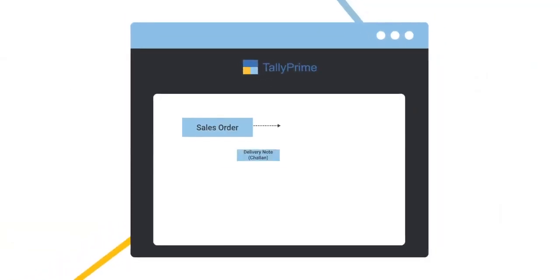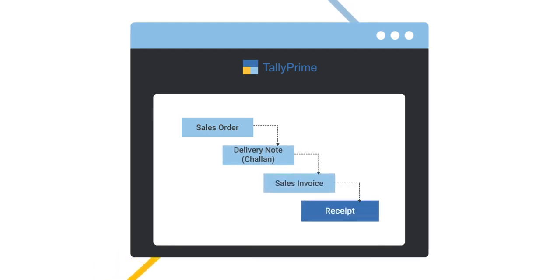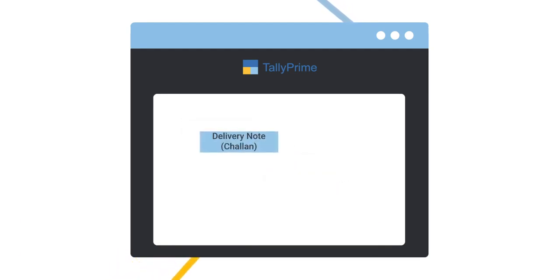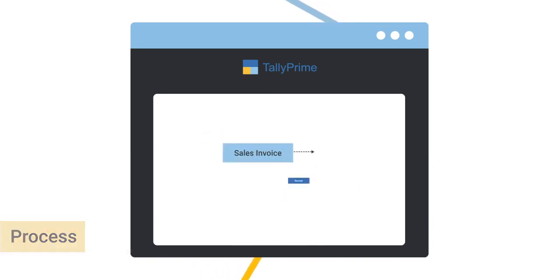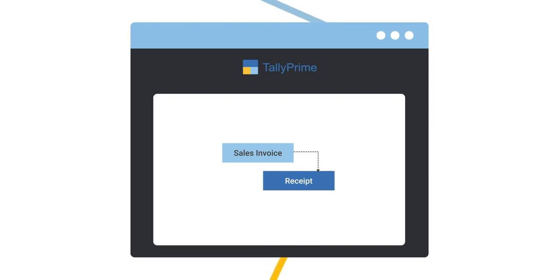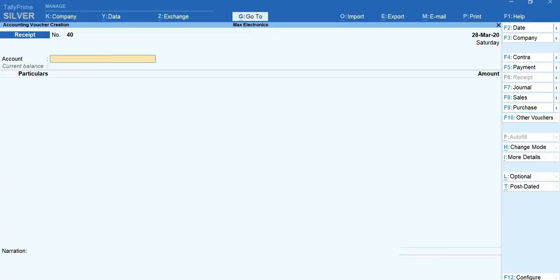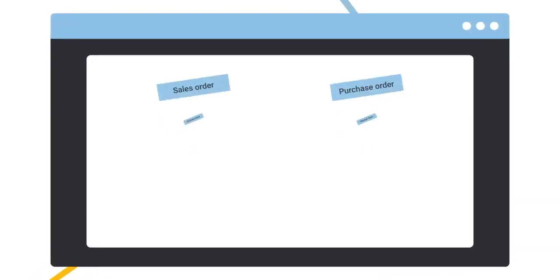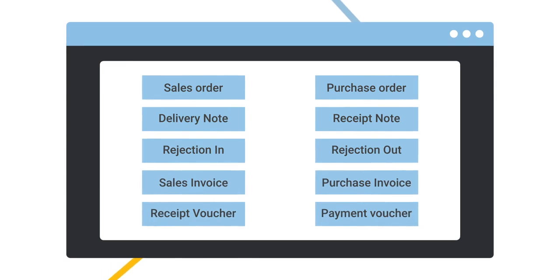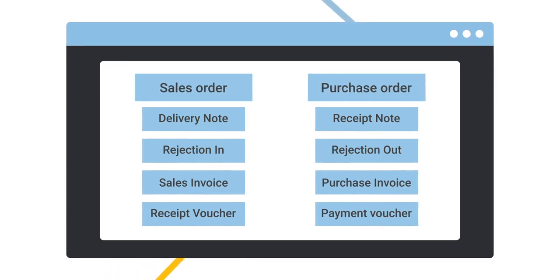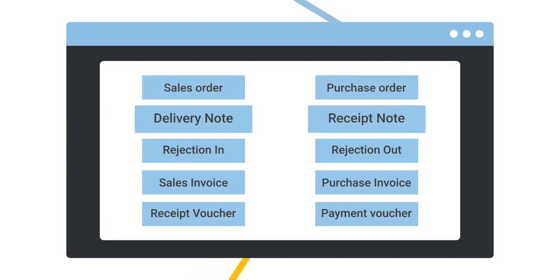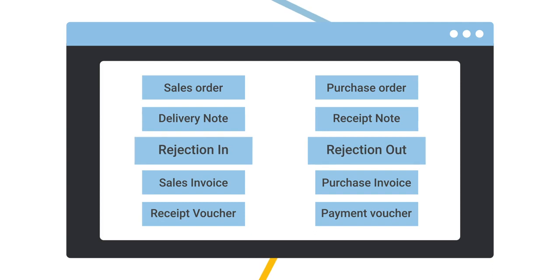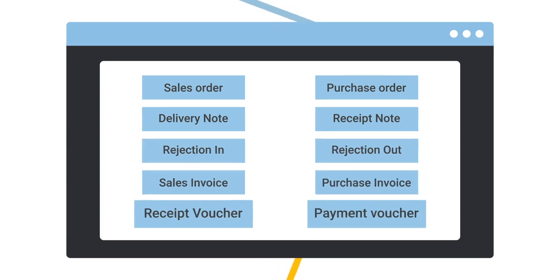What we learned so far is an order cycle that starts with sales order till the receipt. If you follow a different cycle or process, you can record only those vouchers which suit your needs. It's free of any rigid processes and you can manage it the way you want. Likewise, you can manage the purchase order process too. You will record a purchase order voucher instead of sales order. Likewise, receipt note will replace delivery note, followed by rejection out, purchase voucher, and payment.